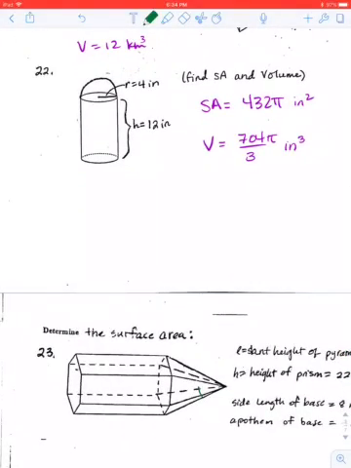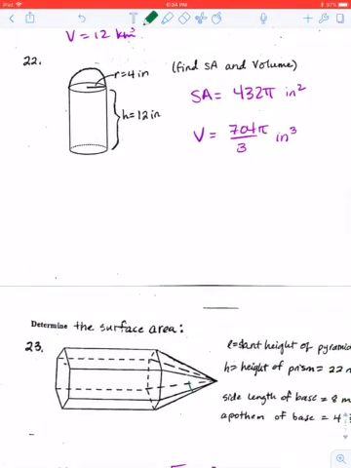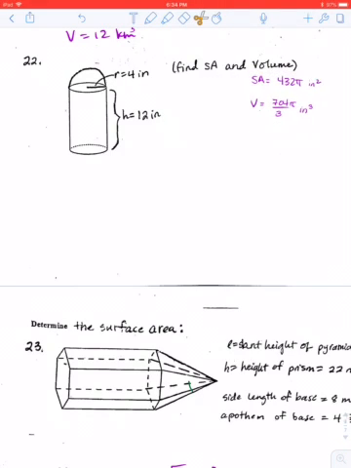Hello, so we're going to do number 22 from the review. Okay, here are my answers. Let's move those out of the way so I can show you the work. Alright, so we have to do surface area and volume of this cylinder plus a hemisphere. So I'm going to start with surface area.